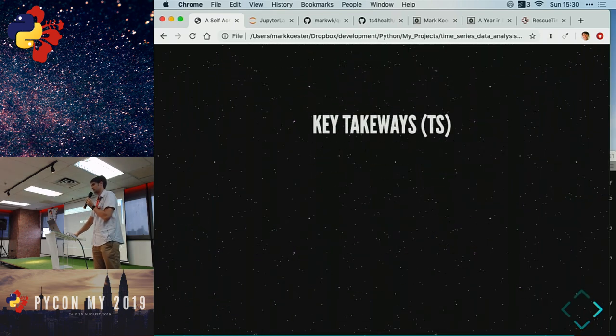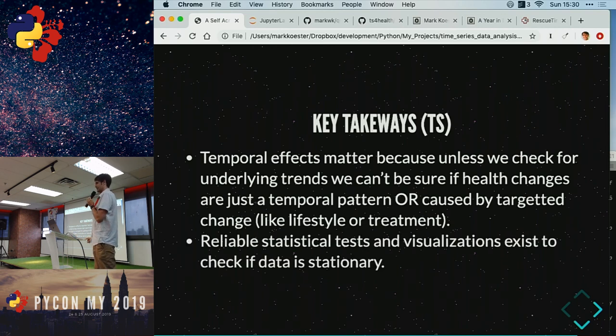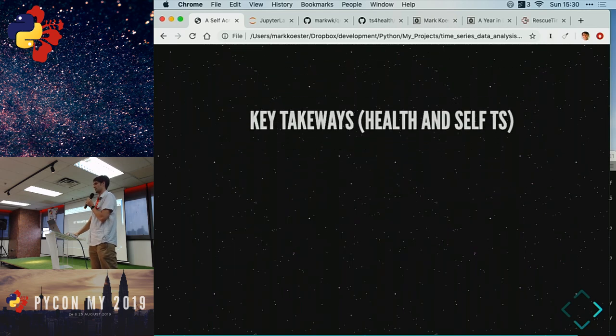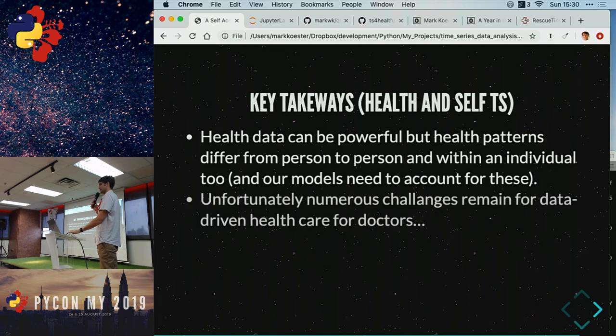All right, real quick, key takeaways. Number one, check if your data has temporal effects. Number two, use the statistical test. Visualize your data to check if it's stationary. The last thing: I'm a biohacker. I believe that health data technology can be extremely powerful, but the amazing thing, and the thing I'm learning with my friends and fellow hackers, is there's no such thing as universal health advice. I mean, there's a few things. Don't smoke, right? Don't smoke. But besides that, there's a lot of very interesting things happening in your data, and it's your data.